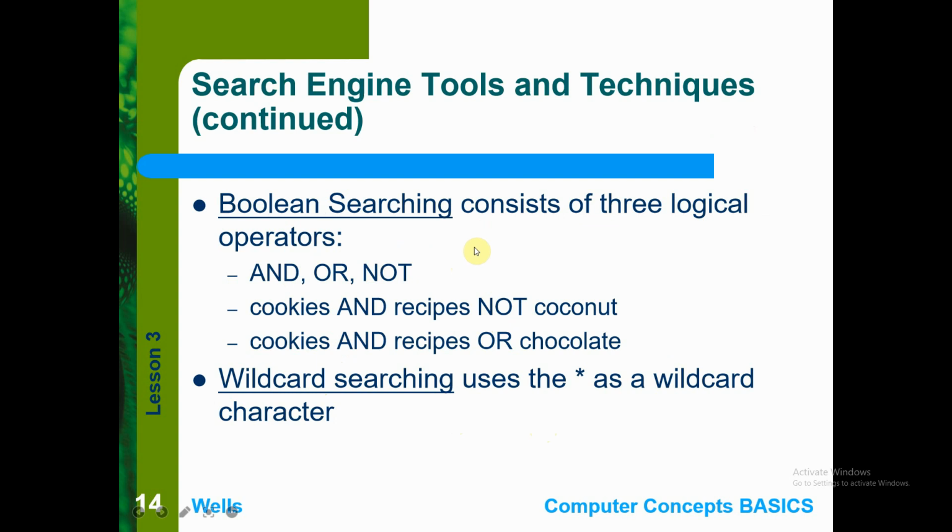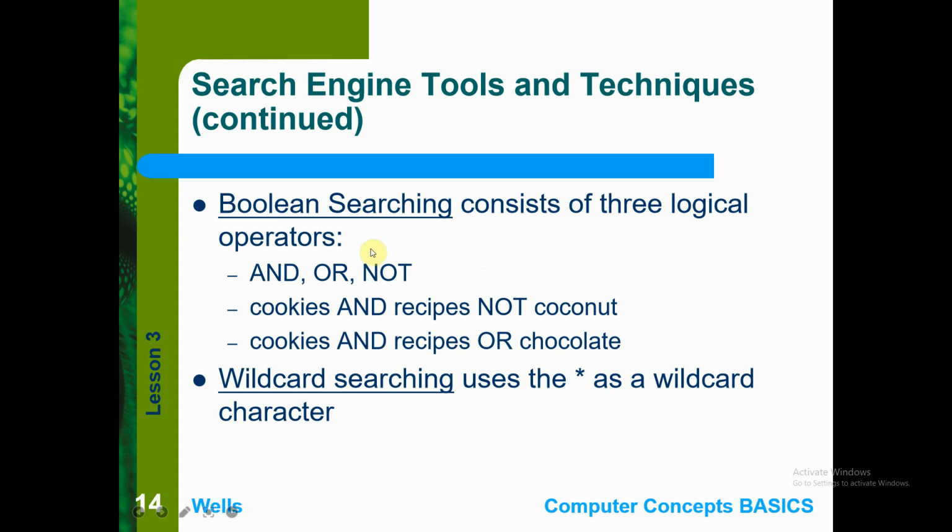When we also talk about Boolean searching, Boolean uses logical operators. We have three available that are also applicable during our search engine technique. These are AND, OR, and NOT. So our example is cookies AND recipes NOT coconut.